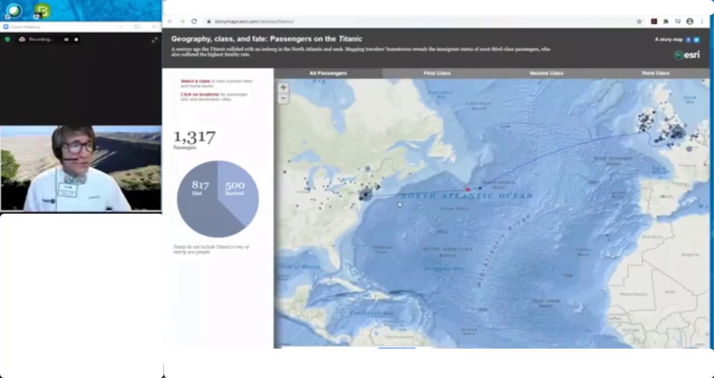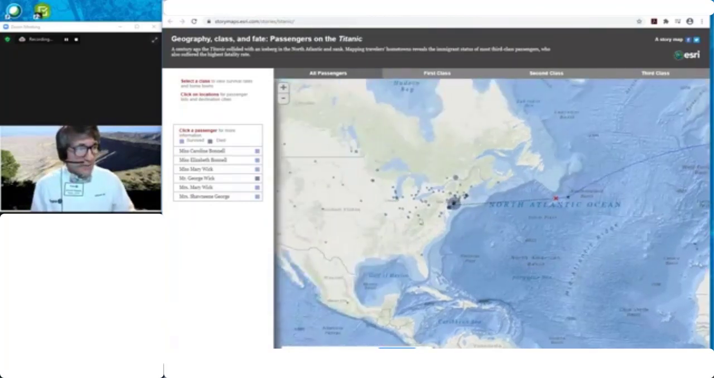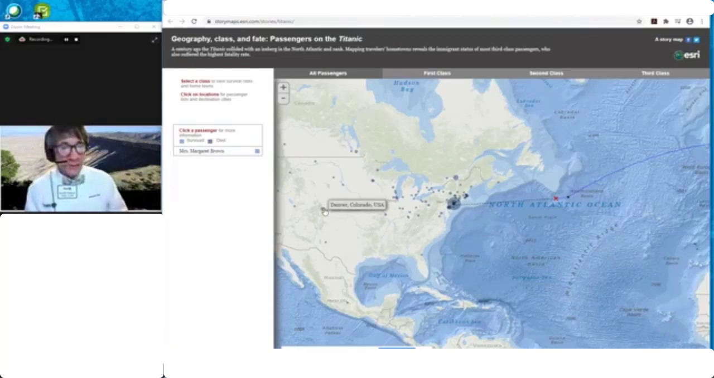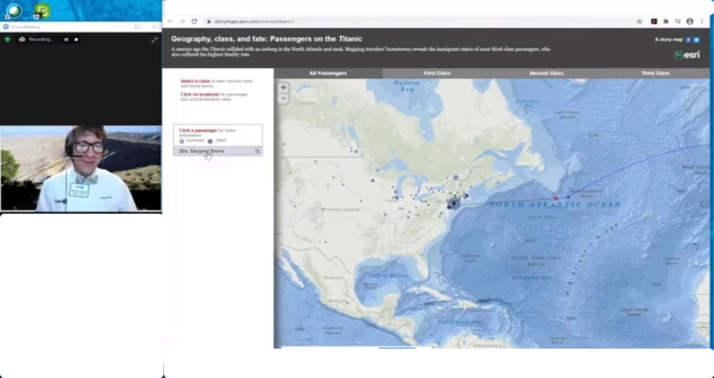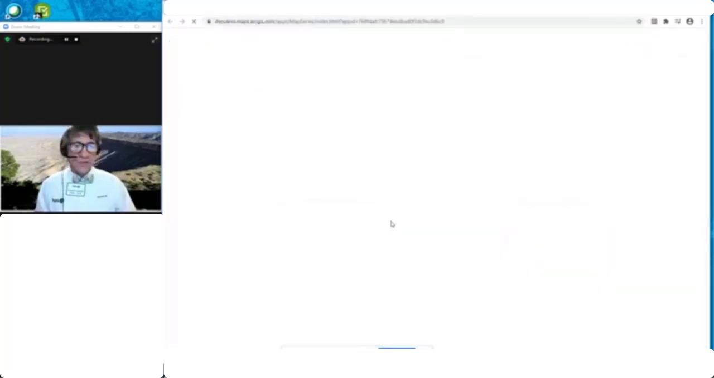You can see the route of the ship, and since it's tied to a GIS, it's not just a bunch of points, lines, and polygons floating out in cyberspace. You can see the actual fate of people with the database behind the map. And, of course, right here near me in Colorado, we've got Margaret Brown, the unsinkable Molly Brown, who survived, as you can see right here, and that's why she got the name Unsinkable. So that's one of my favorite story maps. I think it's a very effective way to teach history, geography, etc.